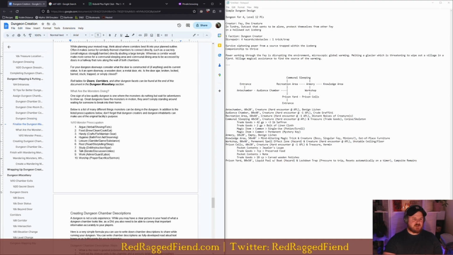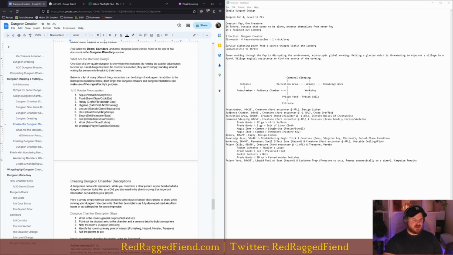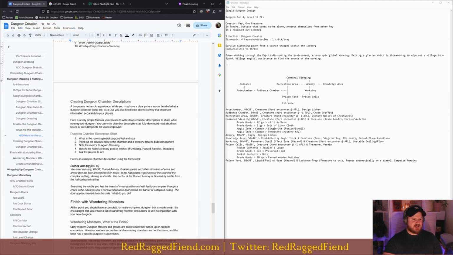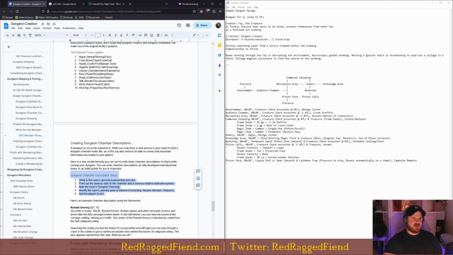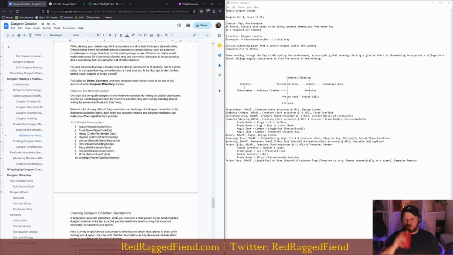We also have our monster preoccupation. How much time do we have left in this room? We have about 15 minutes. I could do monster preoccupations real quick, and then it goes into how to describe the chambers. Let's do monster preoccupations real quick.